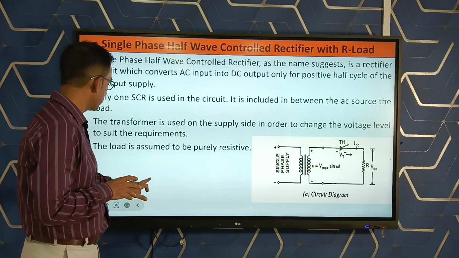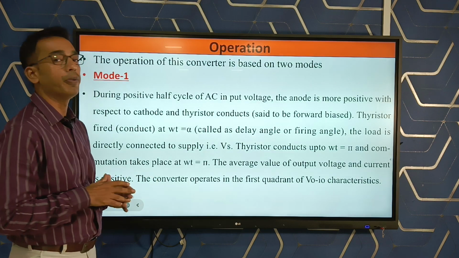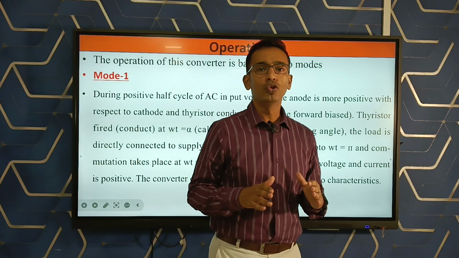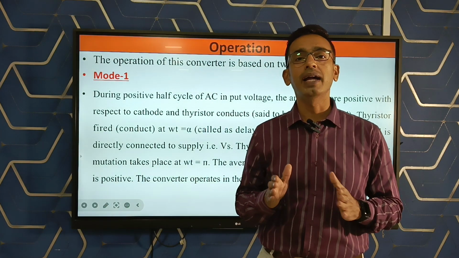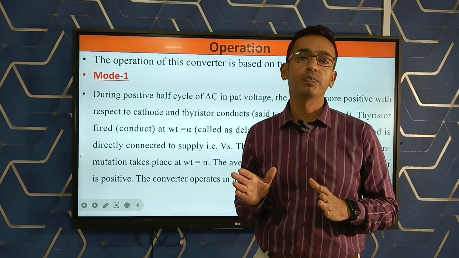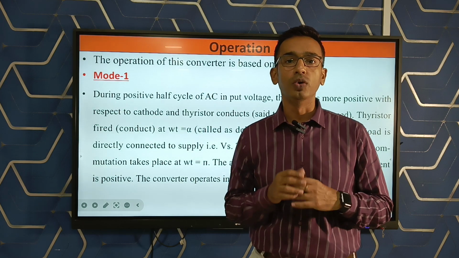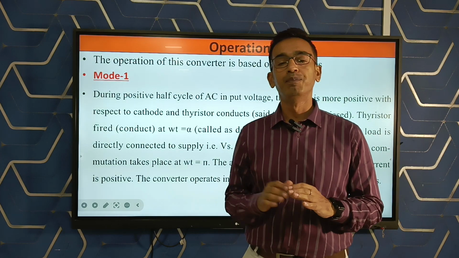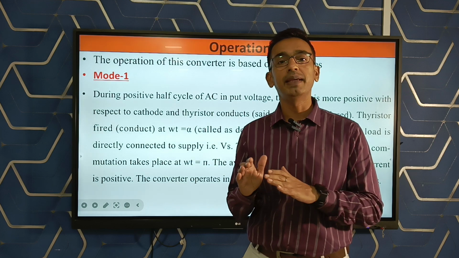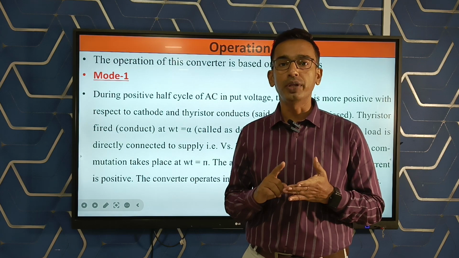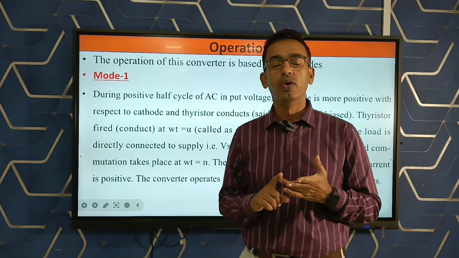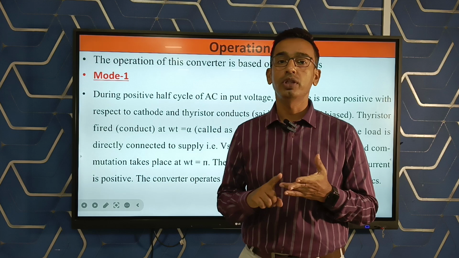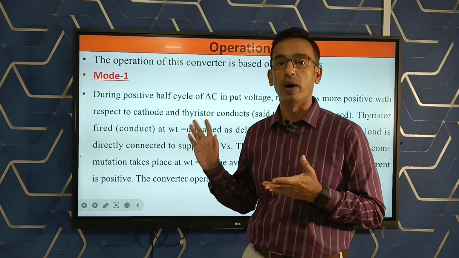After the circuit diagram, you see next the operation. Basically in the phase control rectifier there are two modes of operation, mode 1 and mode 2. Mode 1 is for the positive half cycle, mode 2 is for the negative half cycle. In the input AC cycle there are two halves, one is the positive half cycle and the second is the negative half cycle.